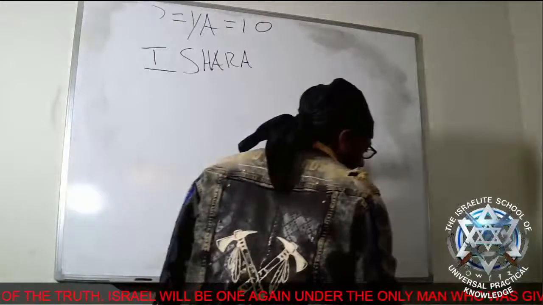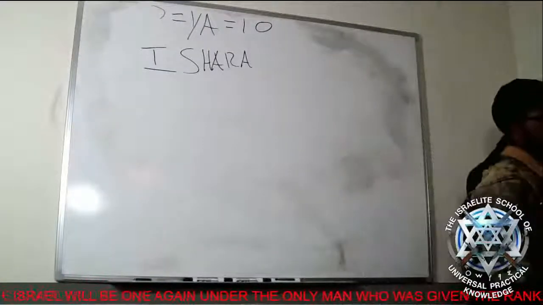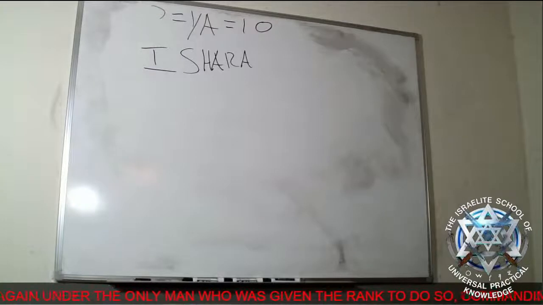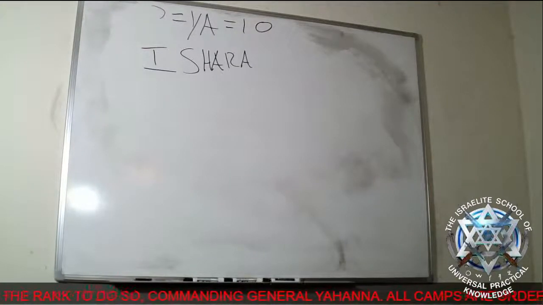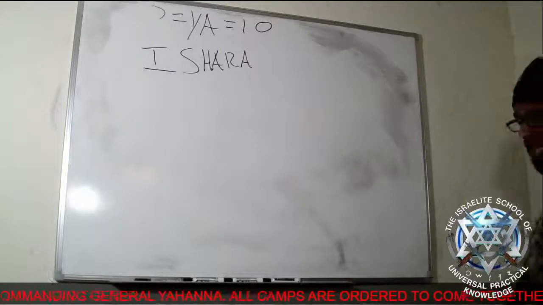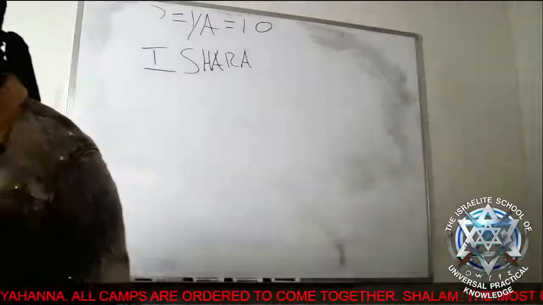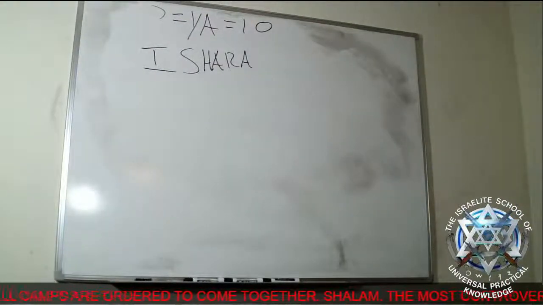Alright? So your Ya has a numeric value, the number 10. And you say the number 10 by saying Ishara. Alright? Ishara is how you would say the number 10. So now, the next number that comes after the number 10 is the number 11.